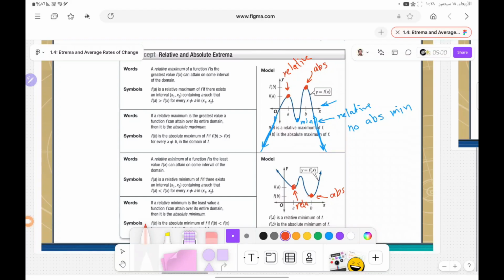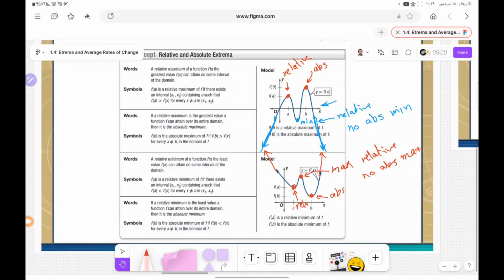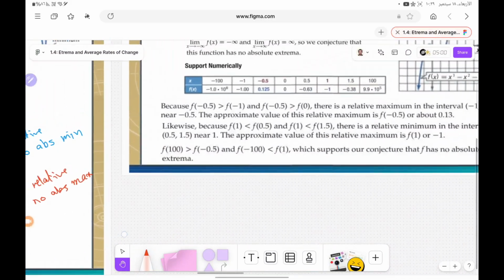Same thing happens with the maximum. Look at this function. This point here represents the maximum, right? But is it absolute or relative? If you look at the function from the left, it's going up forever, and also going up forever to the right. So of course the function does not have an absolute maximum, because the function will go up forever. So we call this point a relative maximum. We just say no absolute maximum. I hope you understand this. If you have anything, please tell me.